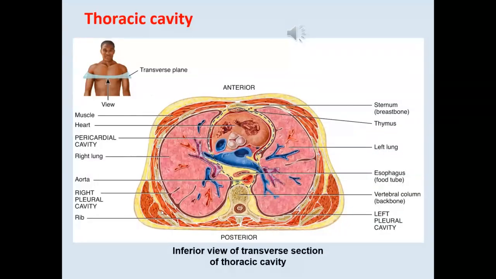So here's a transverse section at the level of the heart and lungs. Here's the heart, here's the breastbone or sternum. The left lung, right lung. These are blood vessels. This section cuts through these blood vessels at an angle, that's why they look like they do. This is one of the valves of the heart.